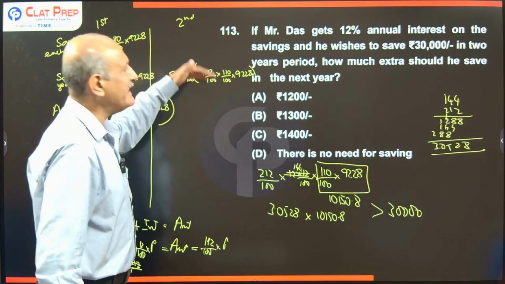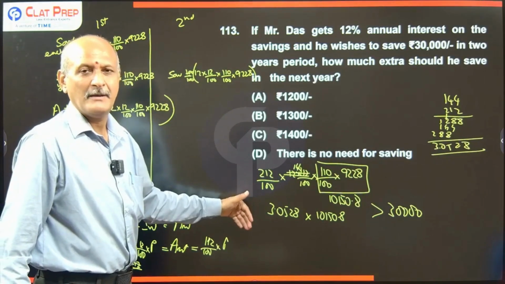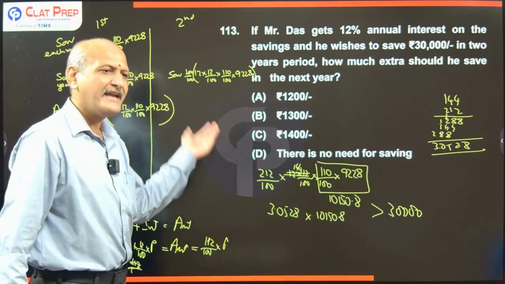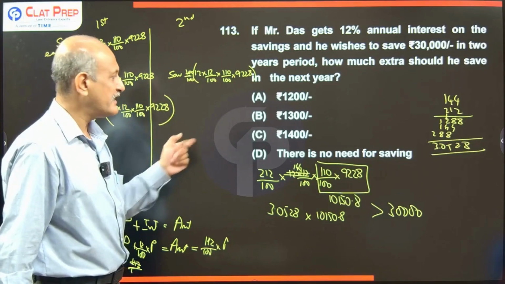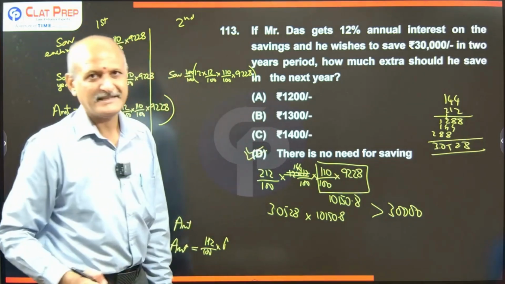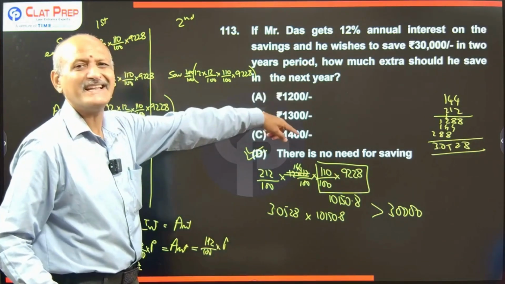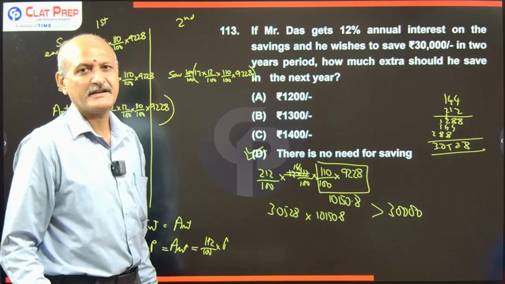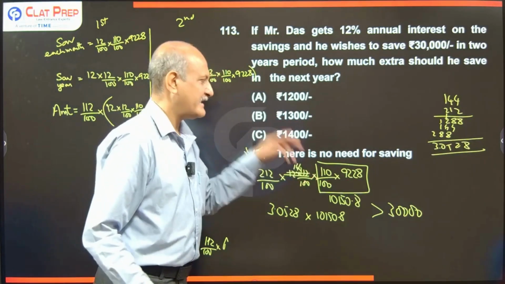So definitely, if he continues to save in this manner as given in the description, he would be getting 30,000 by the end of 2 years. So hence we can tell there is no need for extra savings here. The question is asking how much extra should he save in the next year. There is no need for him to save extra. So hence the answer to this question is D. That is the answer.